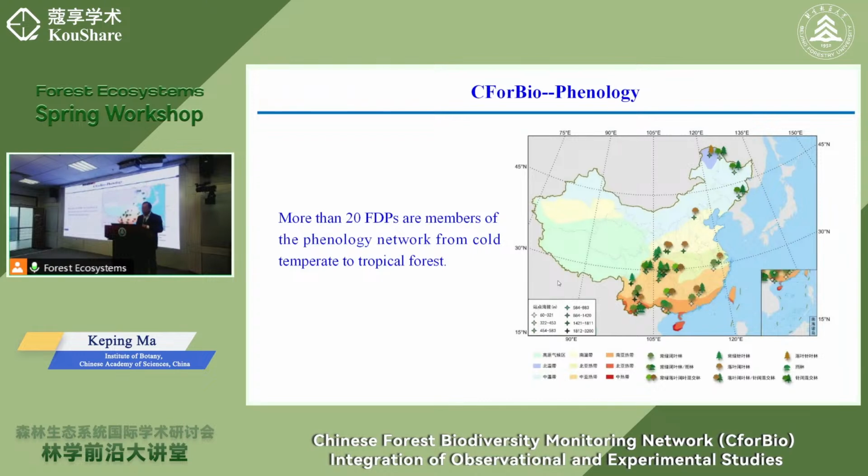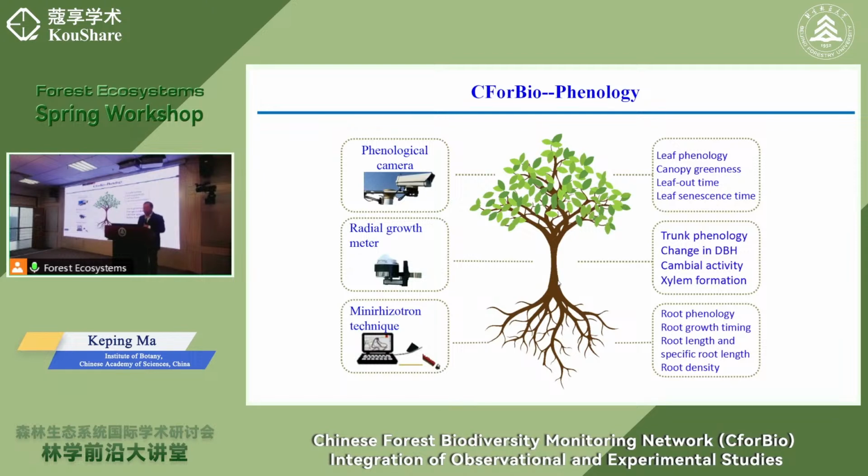And we also set up branch networks for phenology. At the moment, about 20 forest dynamic plots have joined the phenology network, from cold temperate to tropical forest. For the phenology observation network, we have set up infrastructure for phenological cameras, radial growth meters, and minirhizotron technique, and the corresponding indicators. We try to collect data to show the dynamics.